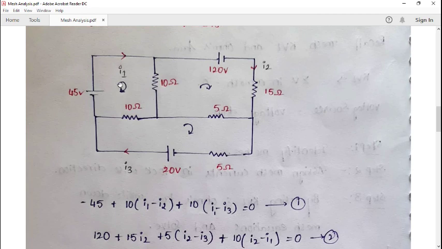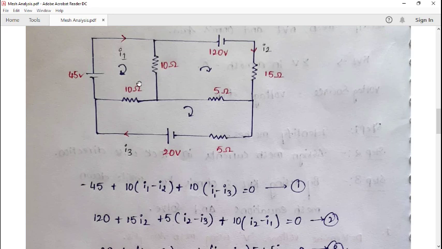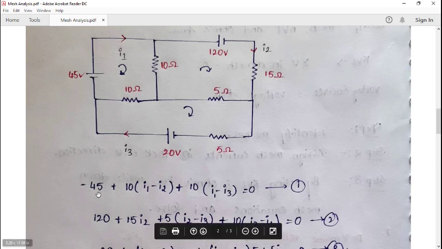There are three loops, three meshes here: one, two, and three. I1 is current flowing through this mesh which is in clockwise direction. I2 is current flowing through this loop or this mesh, that is I2, and I3 is current flowing through this loop. So let us write KVL equation for loop 1. We are starting with the negative terminal of the voltage source. So we took it as minus 45.